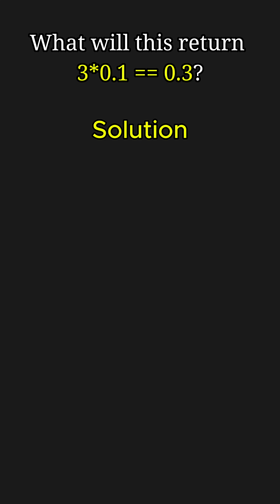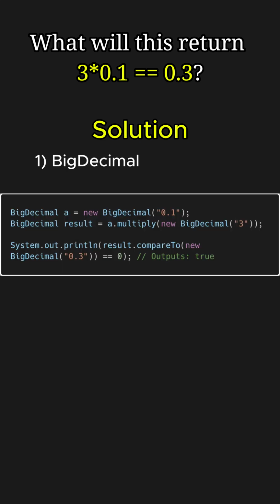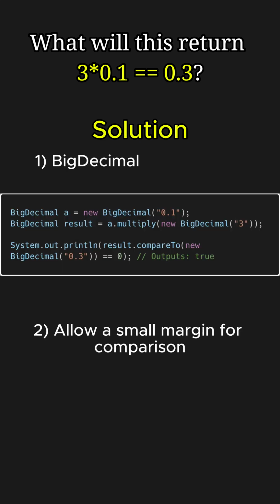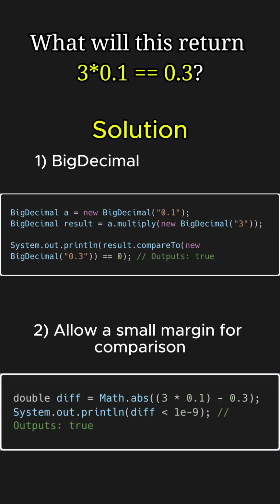To avoid floating point errors, we can either use BigDecimal, or another approach is to allow a small margin for comparison. For example, instead of doing a direct comparison, we can calculate the absolute difference and check if it is within the bounds of the threshold. For example, here the threshold is 10 to the power of minus 9.